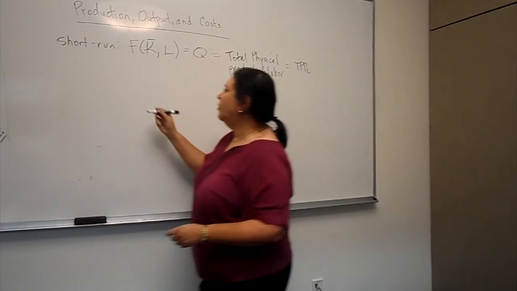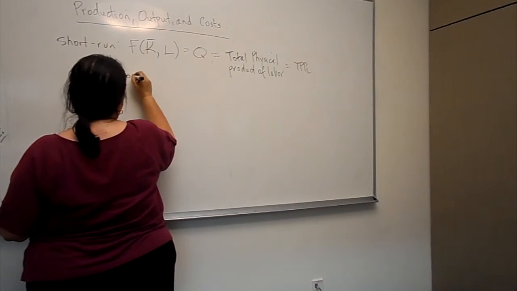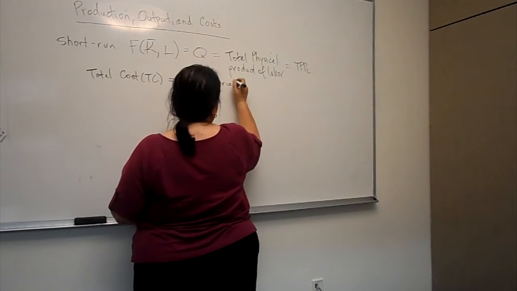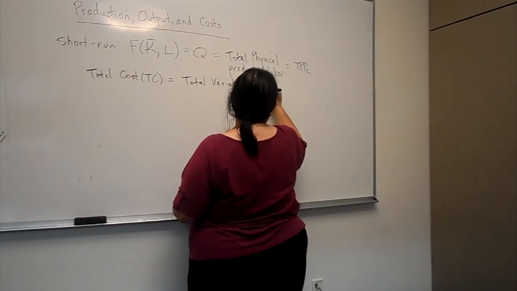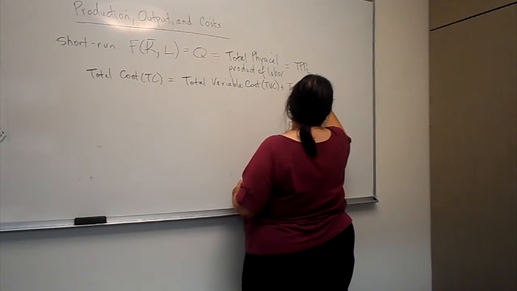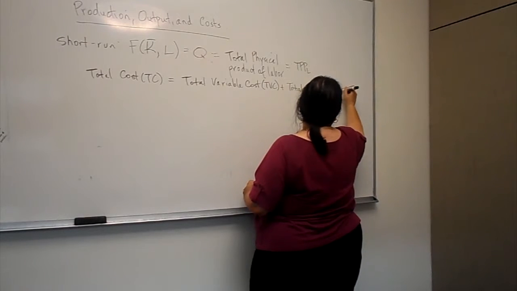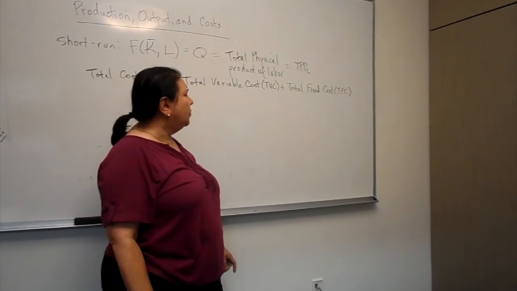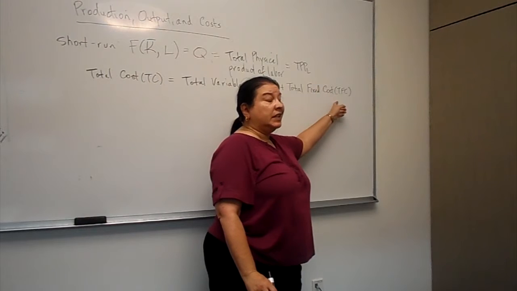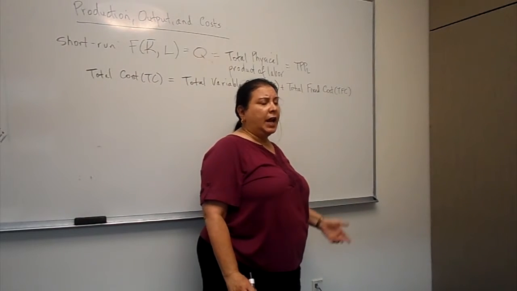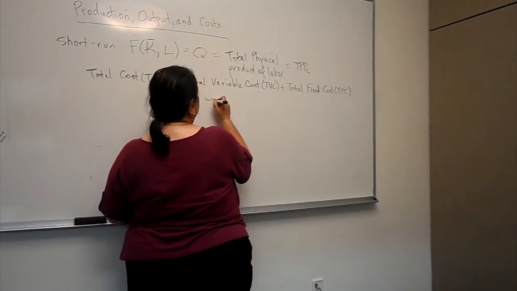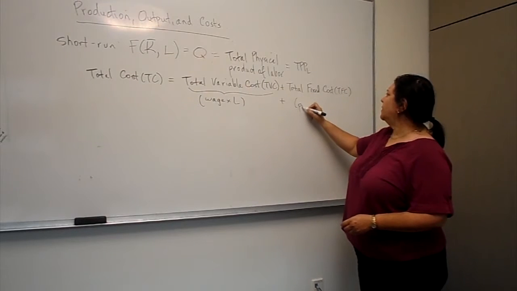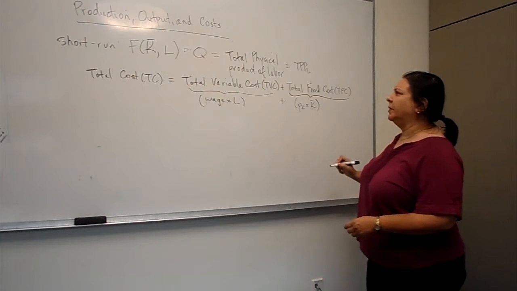Okay. In the short run, total cost is the sum of the total variable cost, which is the cost associated with labor, and total fixed cost, which is a constant, is associated with the cost of capital, where capital is fixed. So the variable cost is the wage of labor times labor, and the fixed cost is the price of capital times this fixed amount of capital.